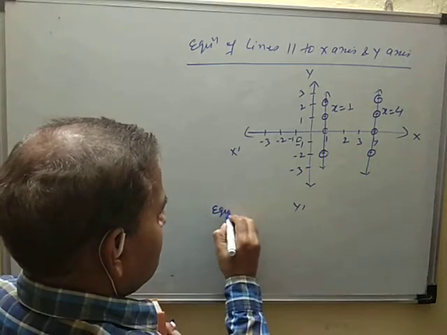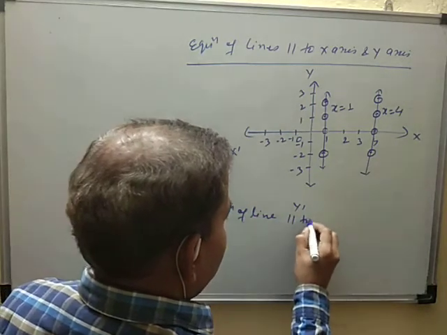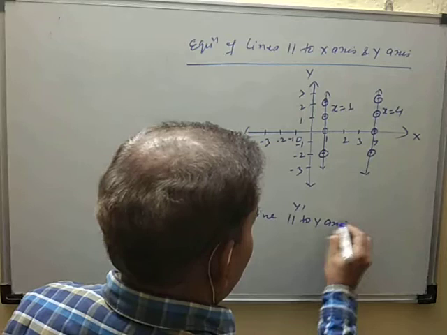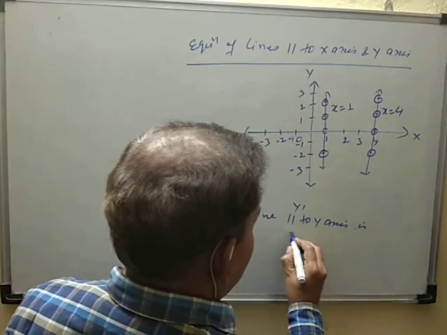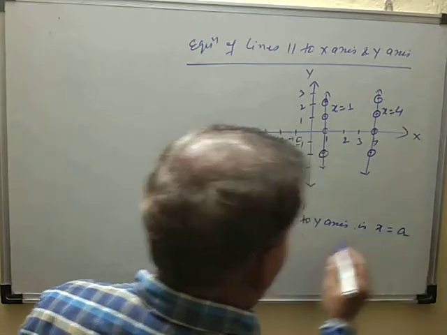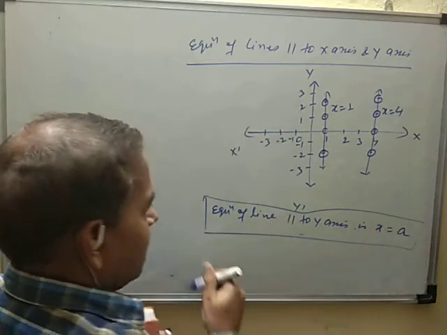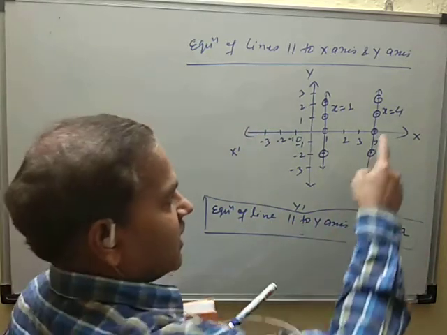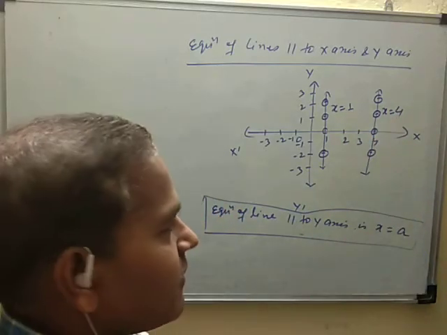So equation of line parallel to y axis is x is equal to some constant a. X is equal to some constant a. Here a is equal to 1, here a is equal to 4, that is both are constant.